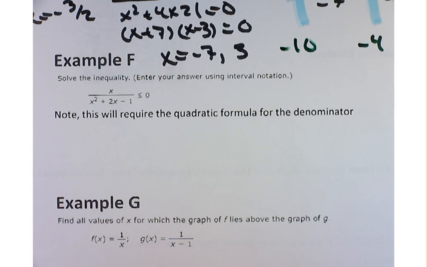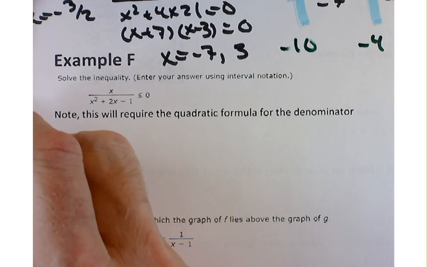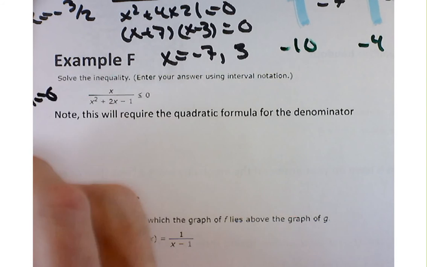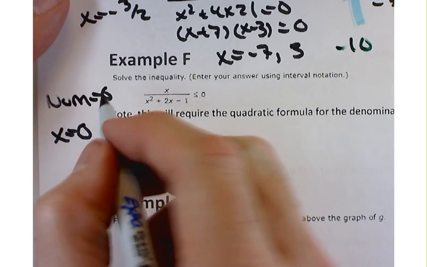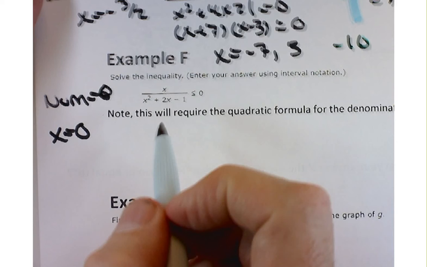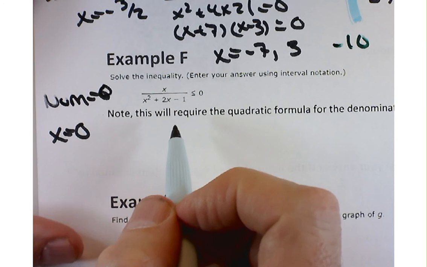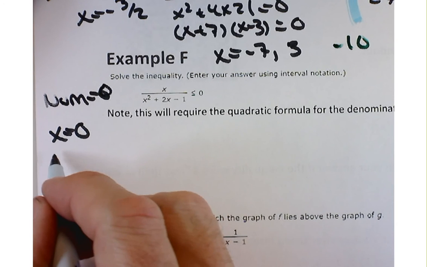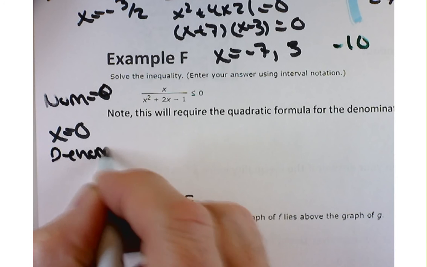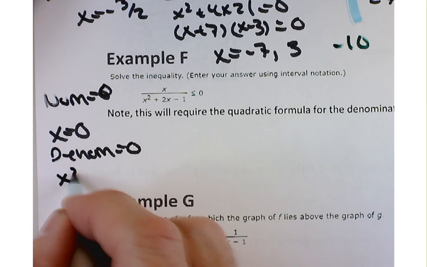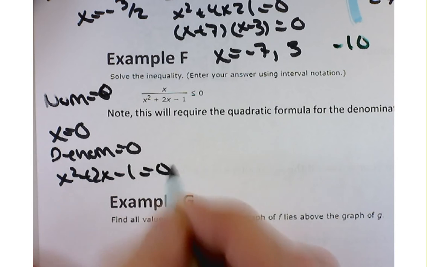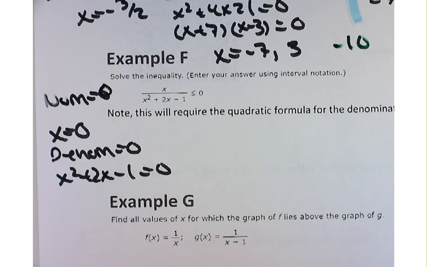When you set the numerator and denominator equal to 0, the denominator is going to be a little bit more of a pain. The numerator equals 0, that's pretty easy. That's just x equals 0. Where does the denominator equal 0? Well, that's going to be a little bit more work. x squared plus 2x minus 1 equals 0. You're going to have to use the quadratic formula.